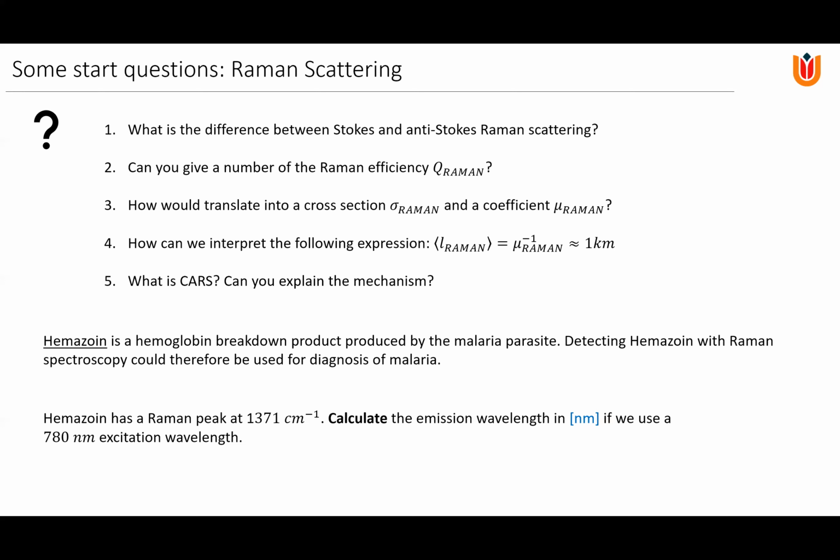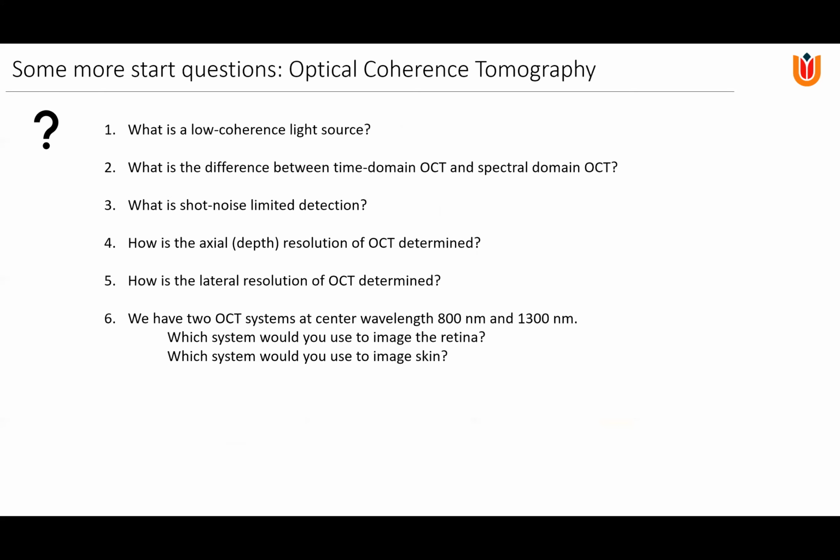You can calculate. Raman is not really my expertise. A little bit bluffing here.